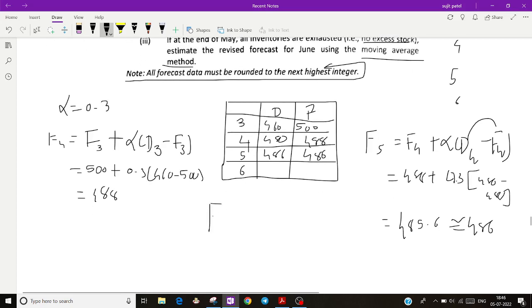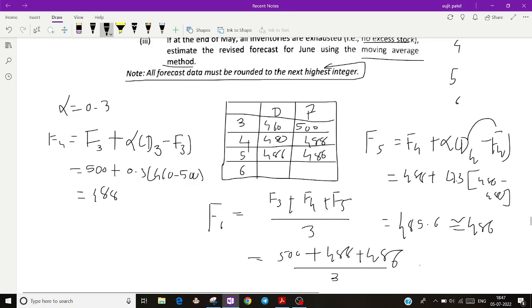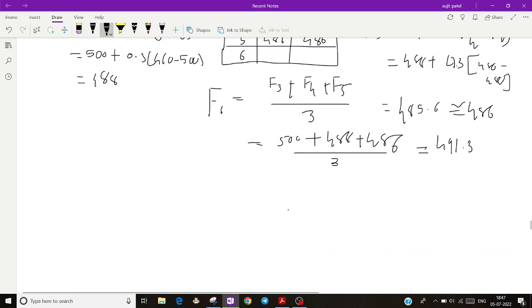So F6 will be what? The average of 3 months' forecasts, that is F3 plus F4 plus F5 divided by 3, that is 500 plus 488 plus 486 divided by 3. When you solve this, you will get 491.3 units. So the next higher integer, that is 492 units.